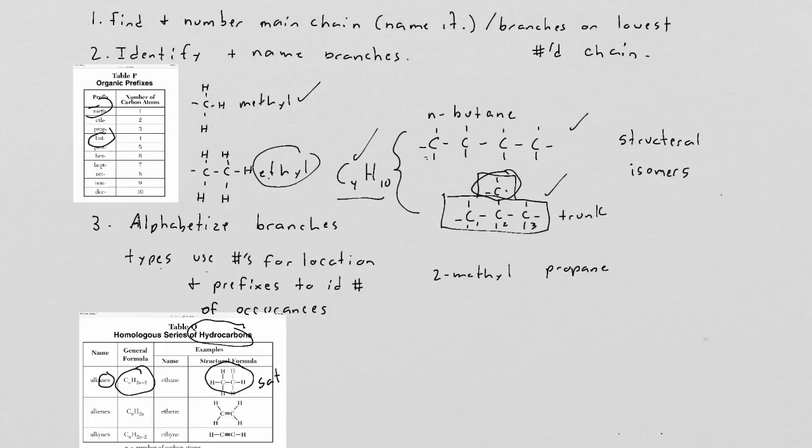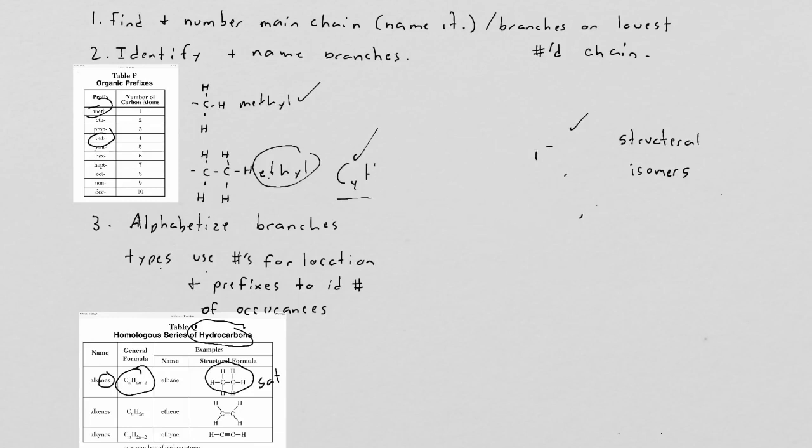Now I want to do a little bit more complicated one and incorporate some of these things. Then we're going to go to the next page and keep going at it. Let me do a little quick erasing here. So let's say you have something that has a main chain that is 6 carbons long: 1, 2, 3, 4, 5, 6. So it's got 6 carbons here, and it's got a 1 carbon branch here and a 1 carbon branch here. And now we have to name this thing. The first thing you do is find and number the main chain. You name it.